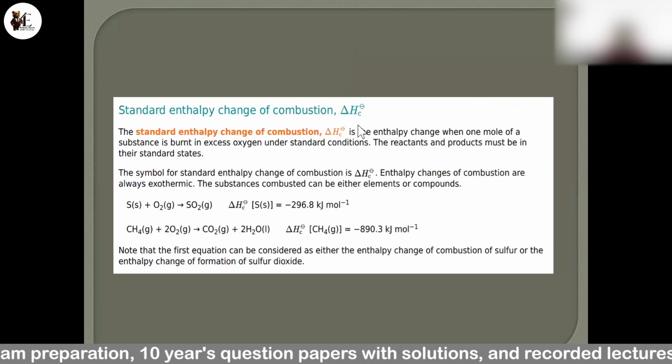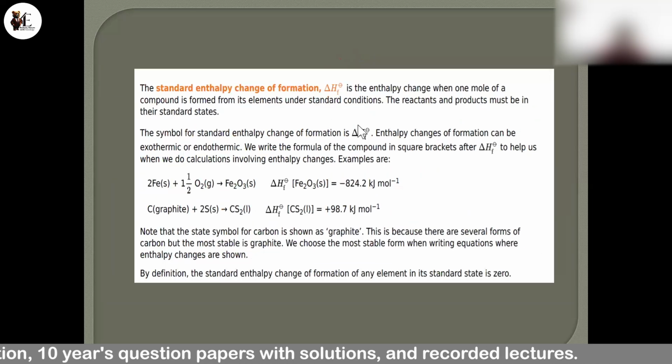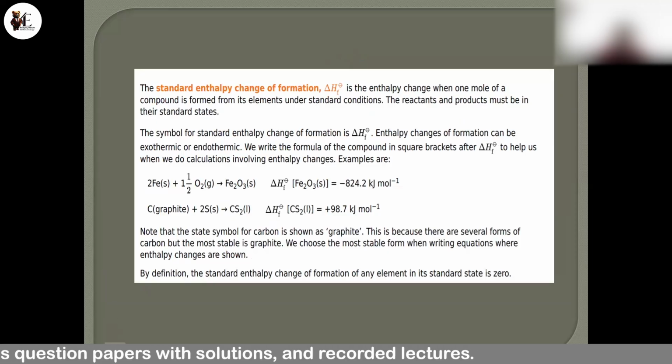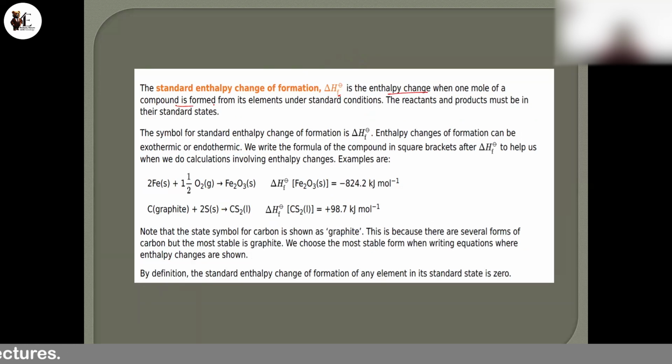Next, enthalpy change of formation. Standard enthalpy change of formation. Its symbol is delta H, with a small f for formation and this symbol for standard. It is the enthalpy change when 1 mole of compound is formed from its elements under standard conditions.